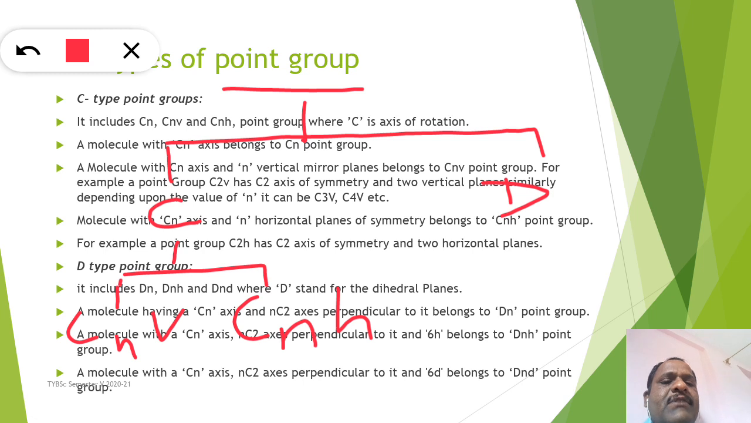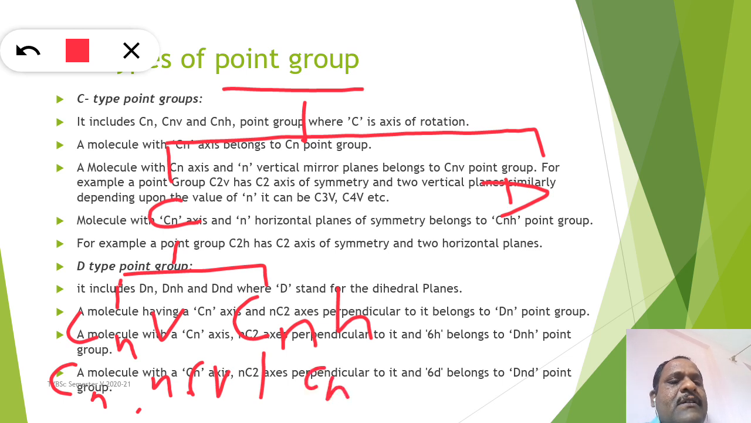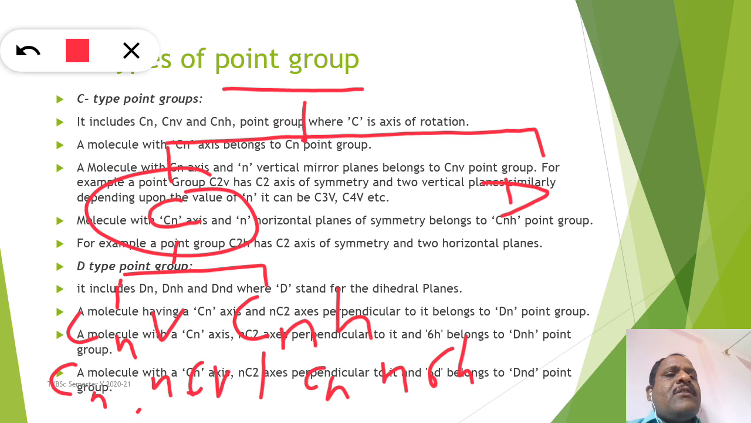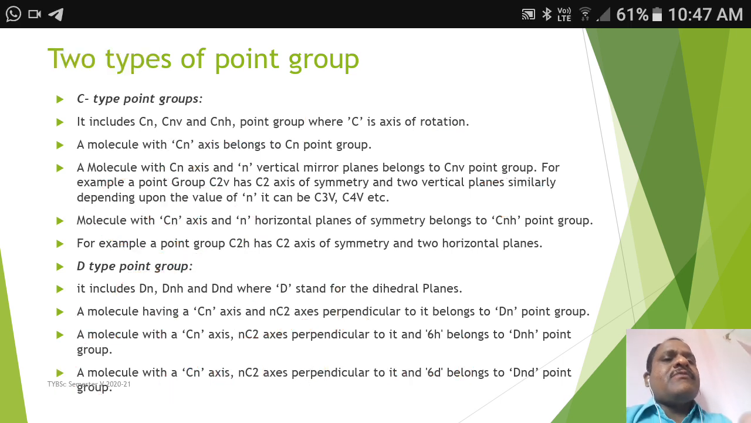For CNV we require what? CN and n number of sigma v, and for CNH we require CN and n number of sigma h. So this is the requirement of C type of point group. Okay. And now for D type of point group, what do we require?